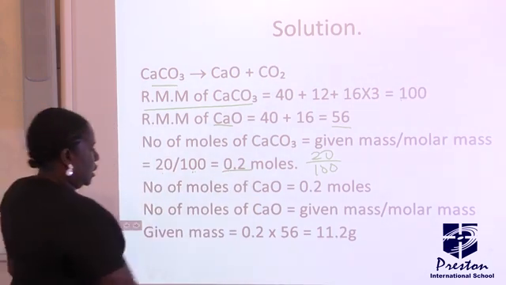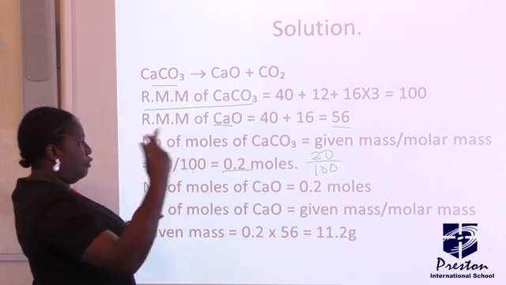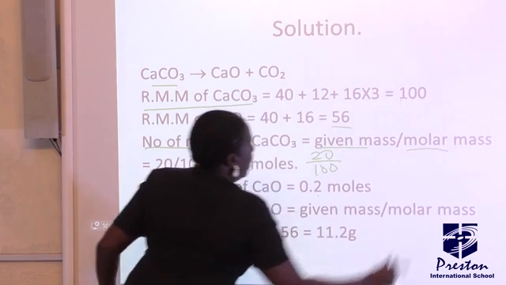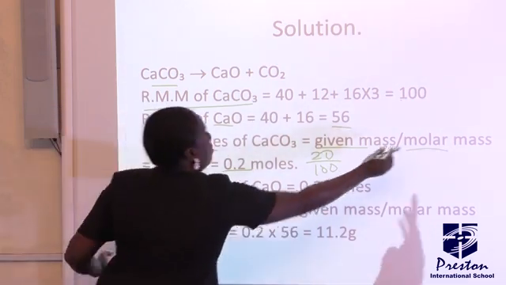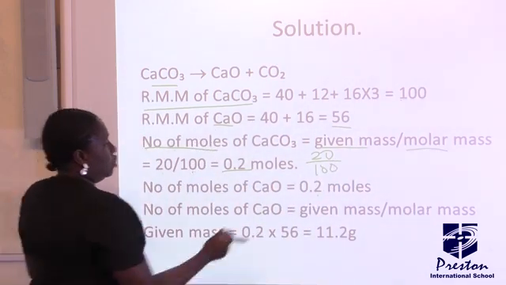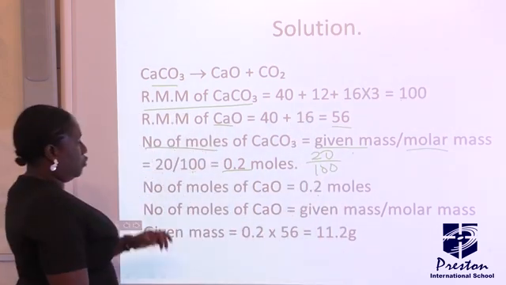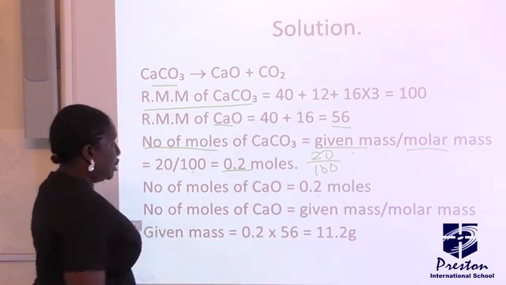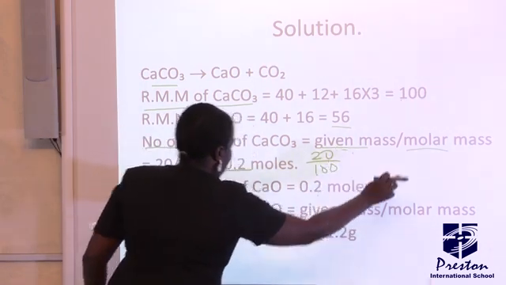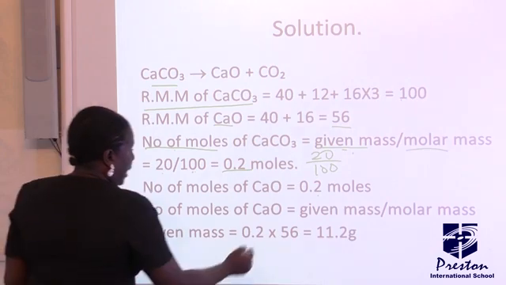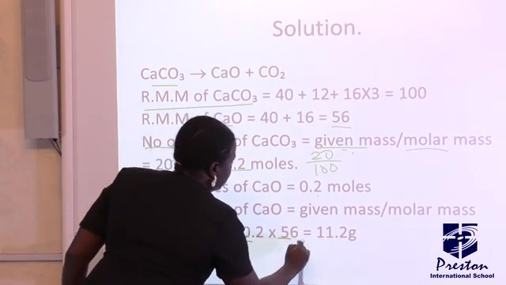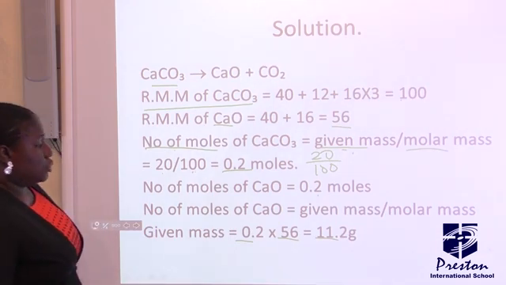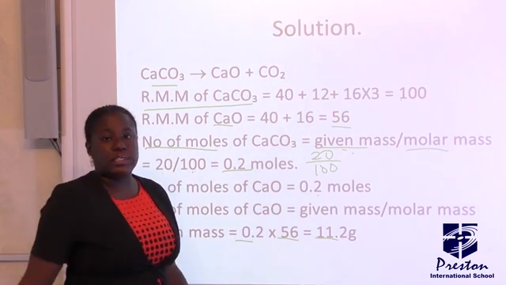Now, you know the number of moles. And from the formula, you know that number of moles is given mass divided by molar mass. You know the molar mass, you know the number of moles. So just make your given mass the subject of the formula, which means you multiply. At the end of the day, you're going to have 0.2 times 56, and the mass is going to be 11.2 grams. So join me in class for further explanation on this.